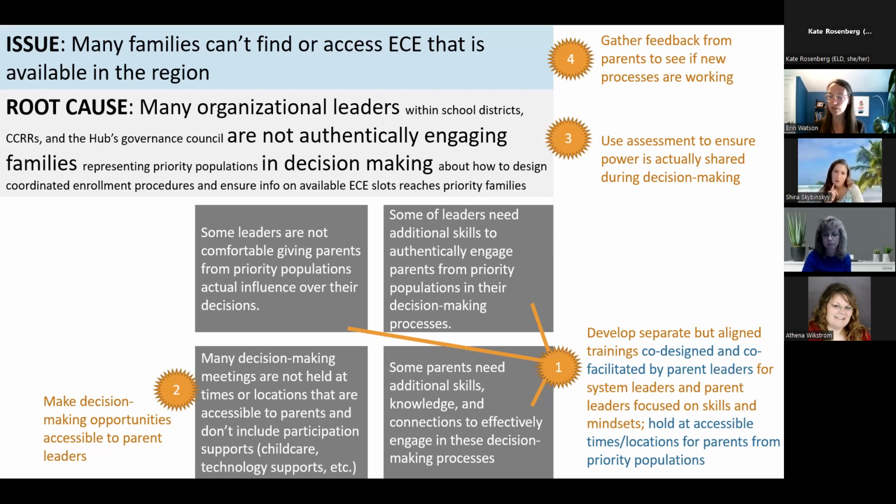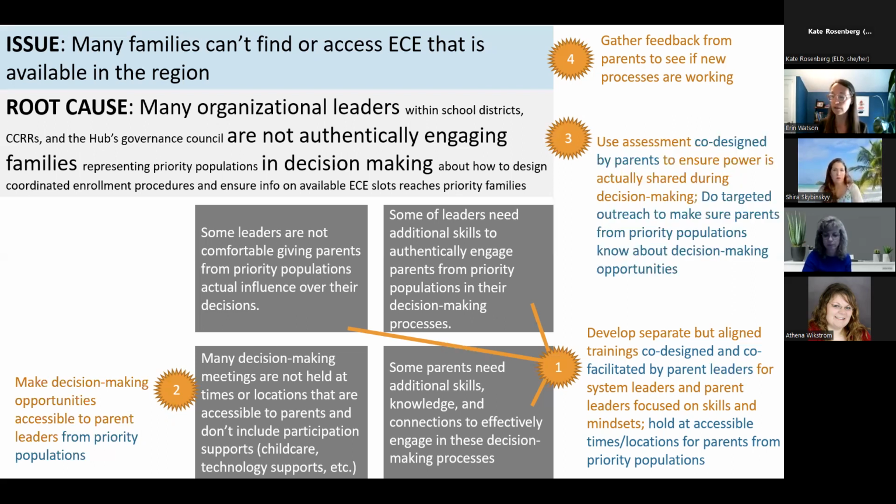So you can kind of think about this for the other strategies as well. Think about strategy 2, make decision-making opportunities more accessible. So you just want to make sure that that's targeted universalism. It's targeted not just to any parent, but specifically to priority populations, and then expand so other families can access as well. Look at strategy 3. So this was about using an assessment to make sure power was being shared. Well, hey, let's co-design that assessment with parents. So we make sure that it's actually targeting what they need and their experience. And then do targeted outreach with parents so they know about decision-making opportunities and they can engage. Don't assume that they're going to be able to know about them or be able to access them. Make sure that connection is in place.